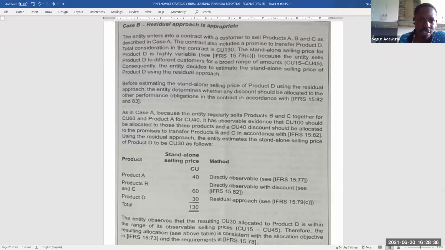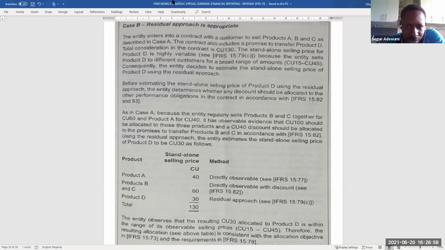Case C, residual approach is appropriate. The entity enters into a contract with a customer to sell products A, B, and C as described in case A. The contract also includes a promise to transfer product D. Total consideration in the contract is 130 CU.